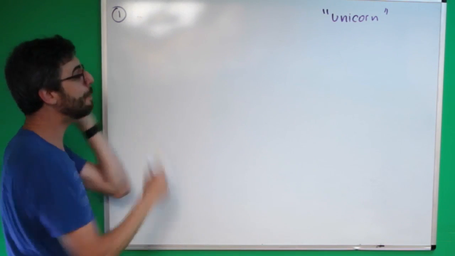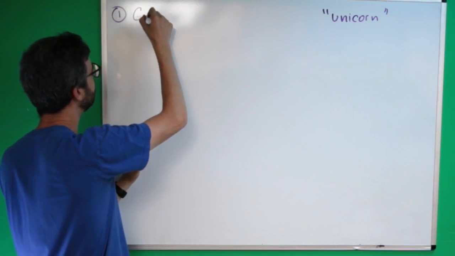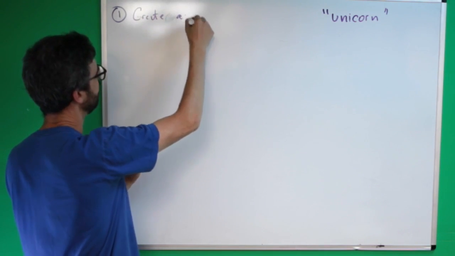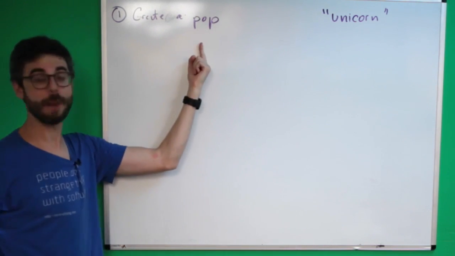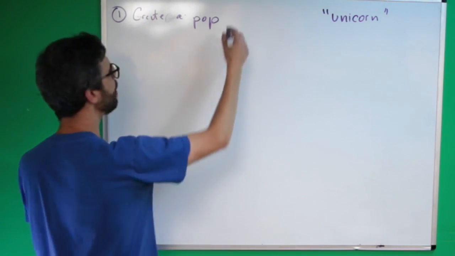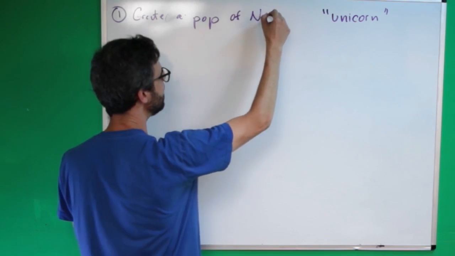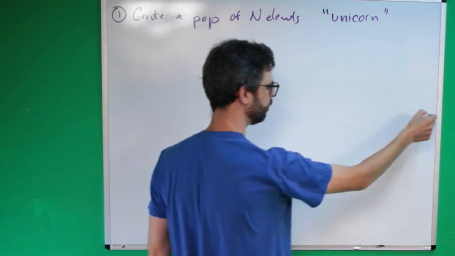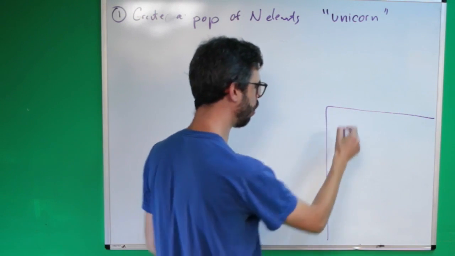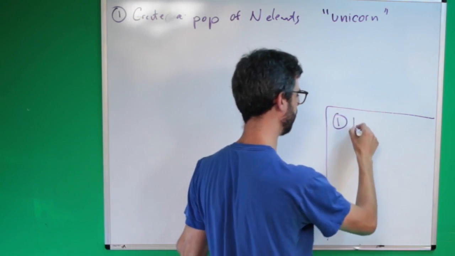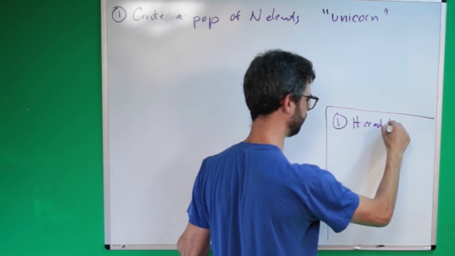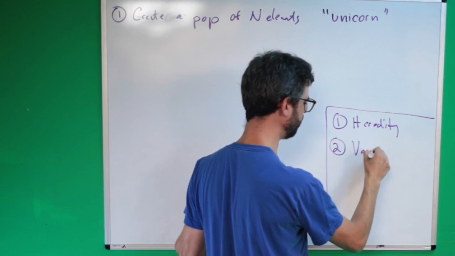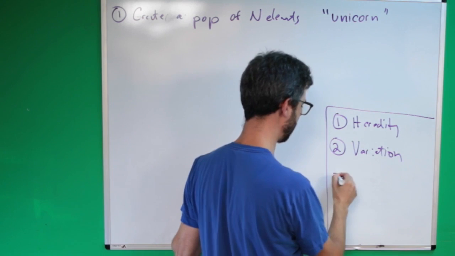Okay, step one is create a population. I'm going to write just pop for short. Can you read this? Create a population of n elements. And let's remember also, down here, what are those three principles I must have? Heredity, I must have variation, and I must have selection.